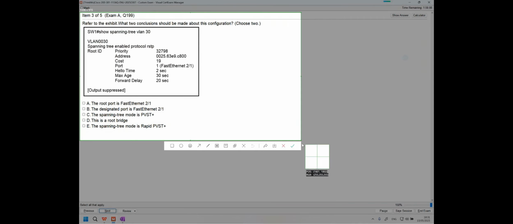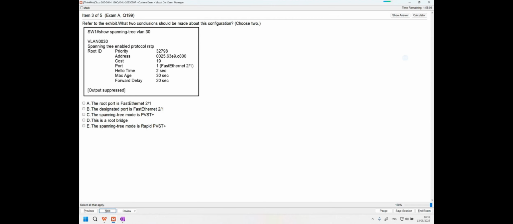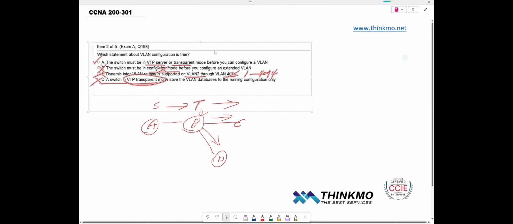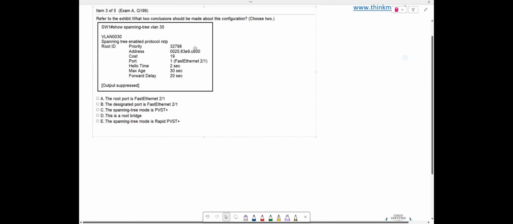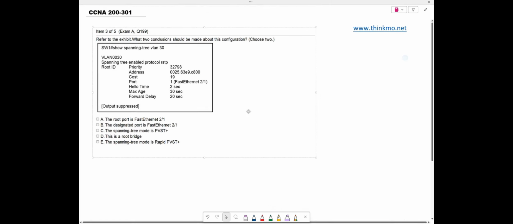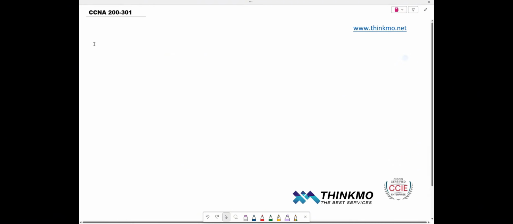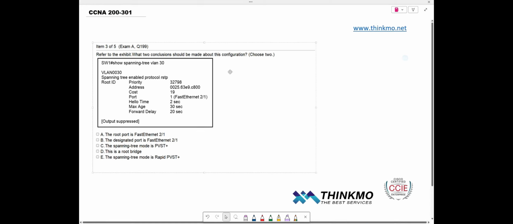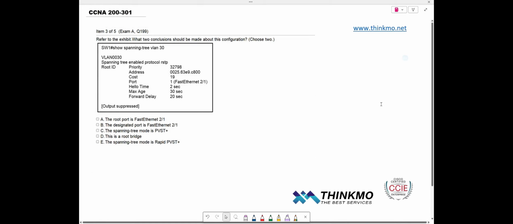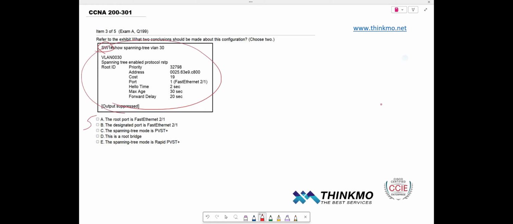Okay, question 3. Question 3 has a diagram, and this question is a bit tricky. Wait a minute. For this question, let's look at the diagram. It asks us, based on the configuration information, specifically the configuration of 418, determine which of the following statements is correct. First of all, let's take a look here.